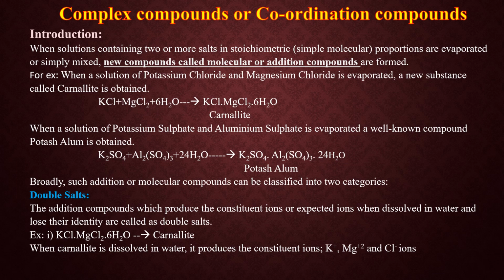So these are all the known ions. By looking at the compound itself, by looking at the formula itself, we can say that, okay, these ions can be formed when it is dissolved in water. So the same ions are being obtained here. Okay, K plus, Mg 2 plus and Cl minus ions.